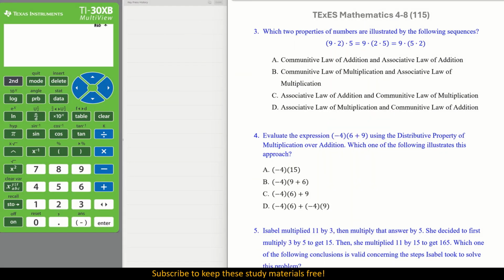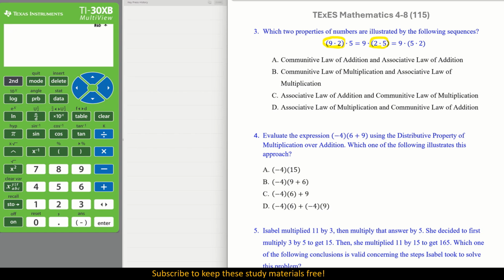Which two properties of numbers are illustrated by the following sequences? So what do they give me first? Looks like we have 3 expressions, and the first one compared to the second one in the middle, that's associative. The numbers are in the same order. However, which ones we choose to multiply first is going to change. So that's associative and it's multiplication.